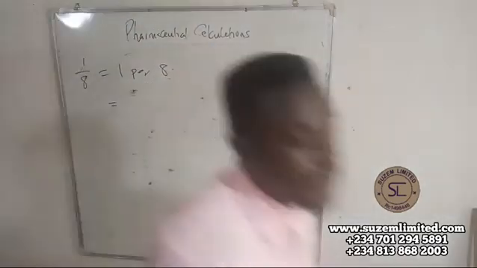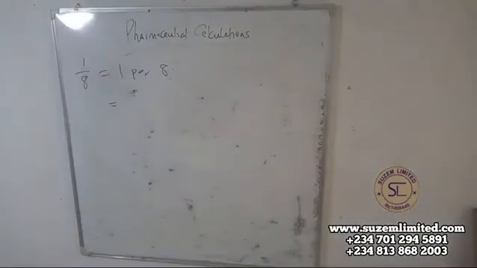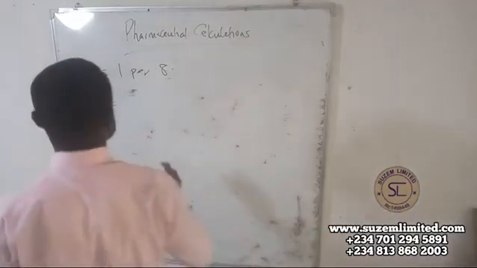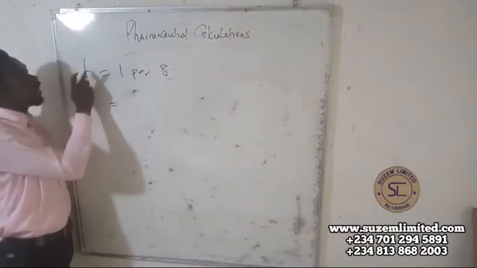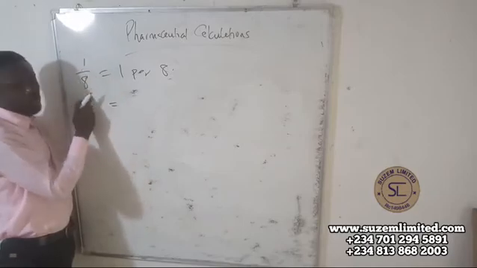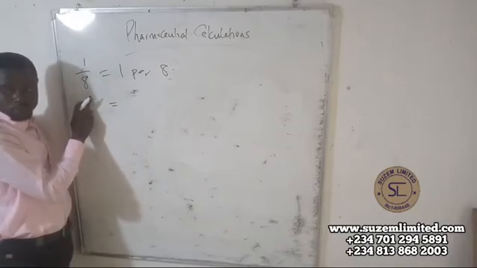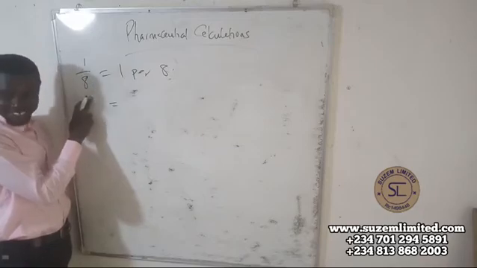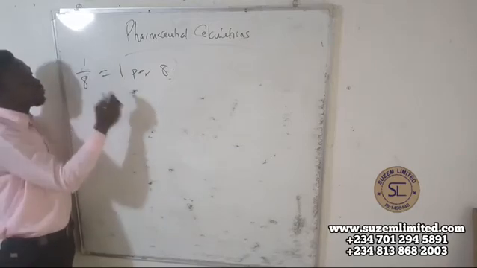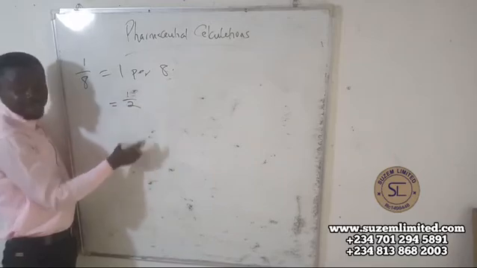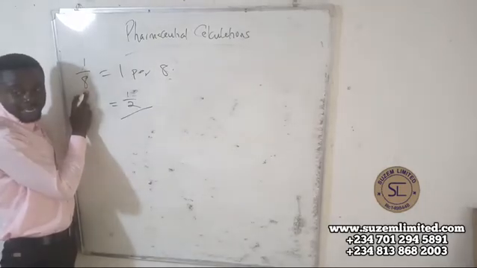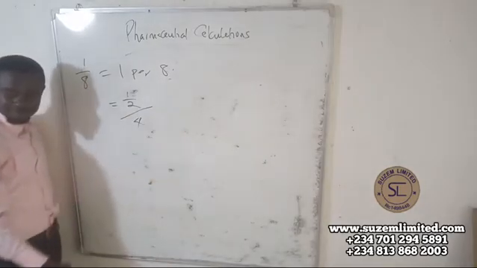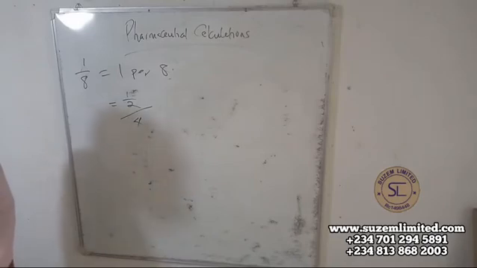For us to get 4 here, we divide both the numerator and the denominator by 2, and it's also an equivalent fraction. So this divided by 2 will give us half, all over this divided by 2, which gives us 4. We've gotten half over 4. True or false? Good.